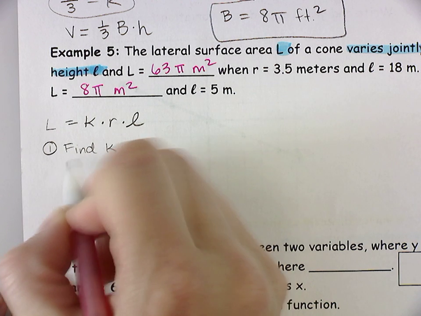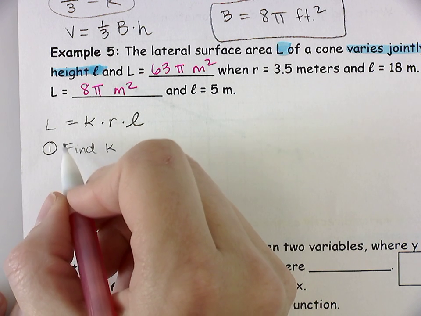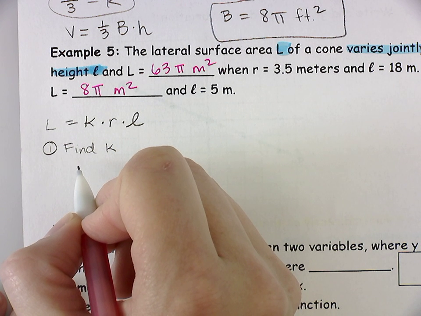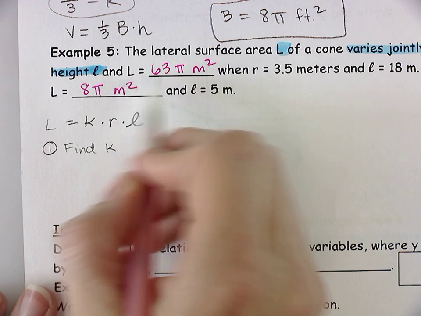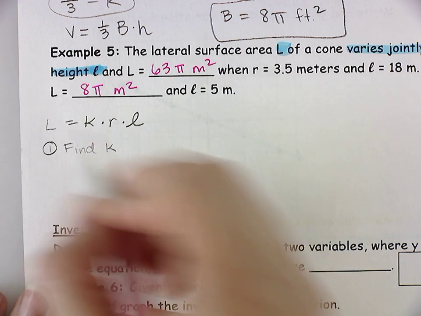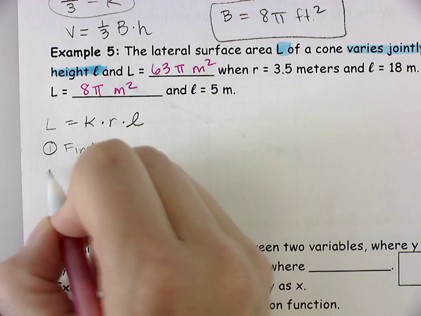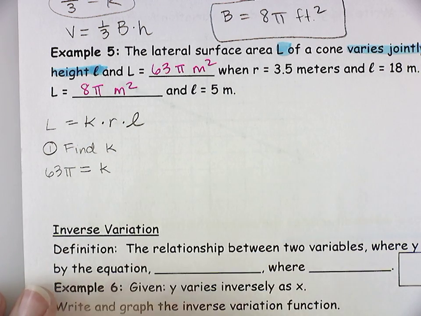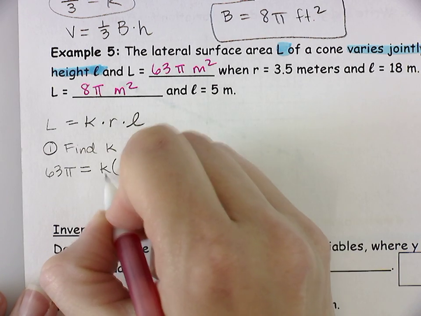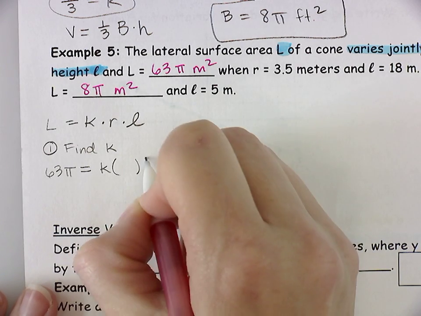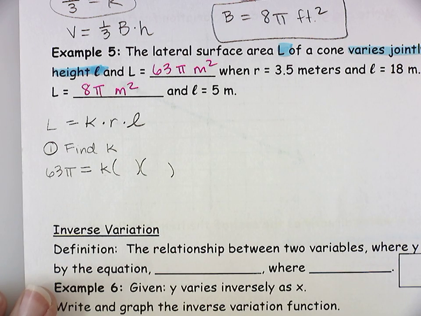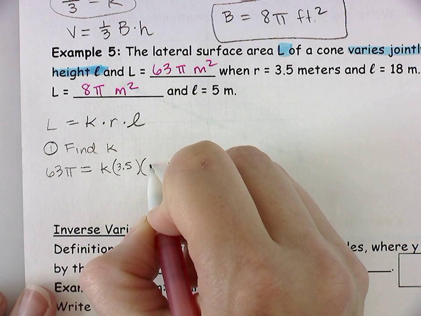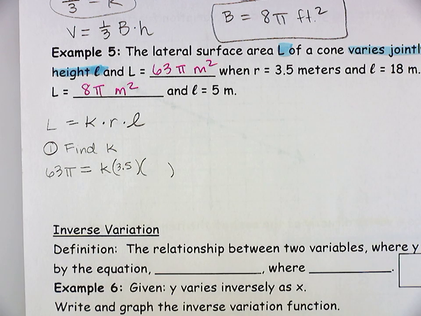For L, you got 18 meters, or wait, no, 5 meters. Nope. So do the uppercase L first, right? Because that's what we're going to plug in first. And what did you say we plug in for that? 63 pi. Yeah, meters squared. And then, yep, that'll be the units. Okay, and then what am I going to substitute in for? I don't substitute in for K because that's what I'm finding. But what is going to be my radius and slant height? 3.5 meters. Okay. And the slant height would be 18. Yep.